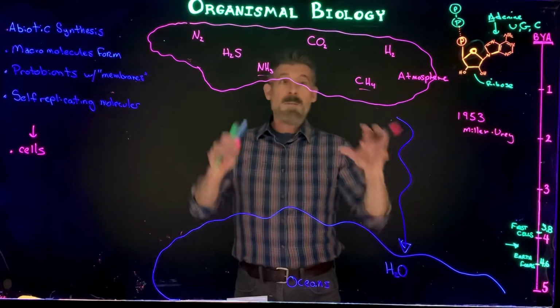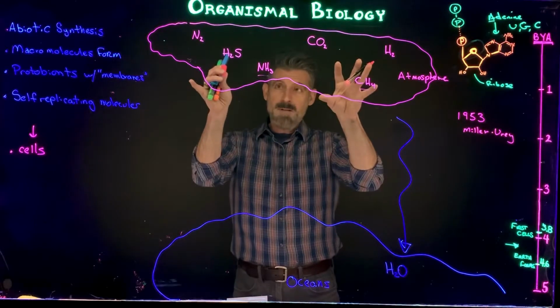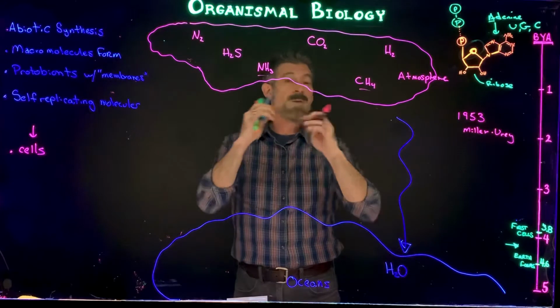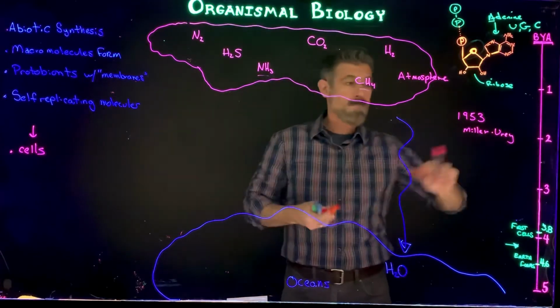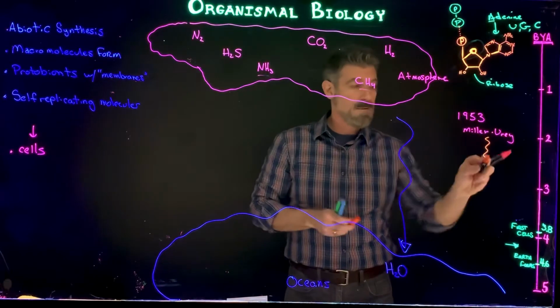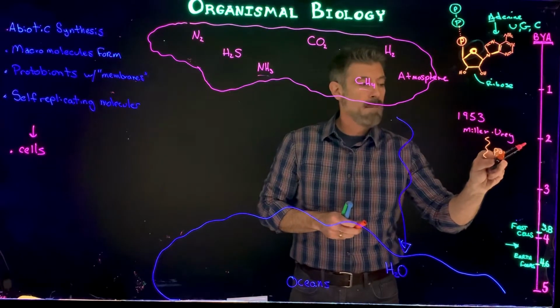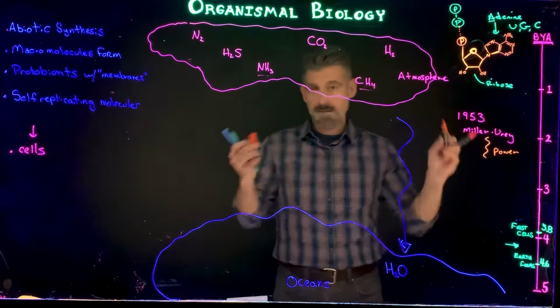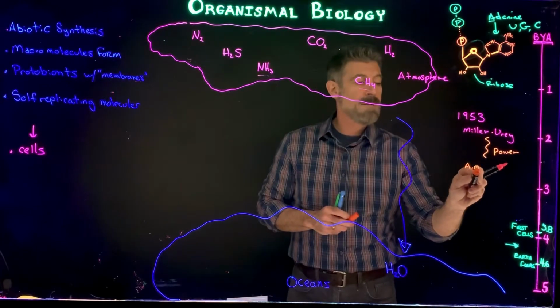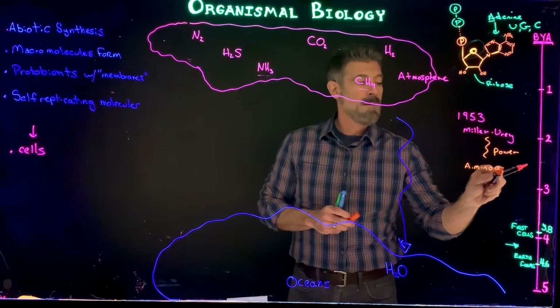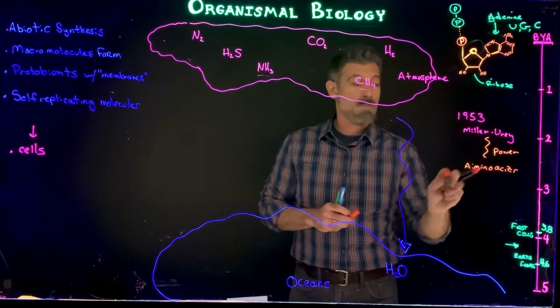set out to do an experiment where they gathered up a number of these molecules, these gases, put them together, and then they gave it a spark of electricity, to give some power, simulating, say, lightning from storms in the atmosphere. And what would they get? Well, they found amino acids would just form from these.